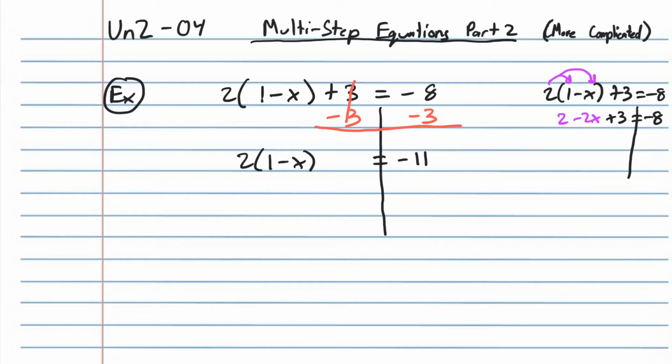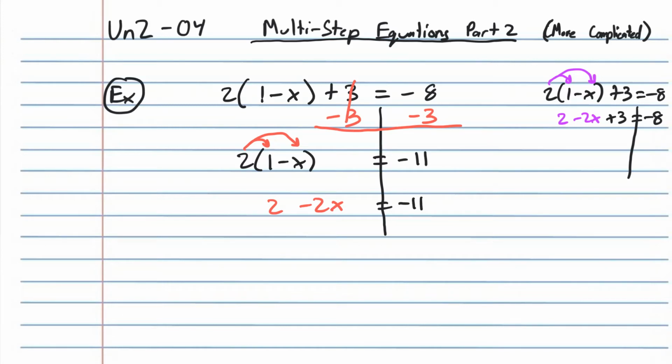Okay, so let's go back to our main one over here with the red, and let's keep going. Because we moved that 3 first, now I have to take care of that distribution. So now I have to multiply this out. 2 times 1 gives you 2. 2 times -x gives you -2x. And then we still have -11 over here.